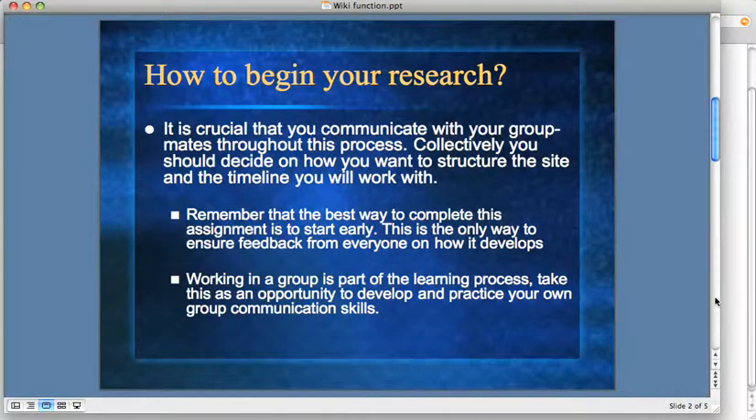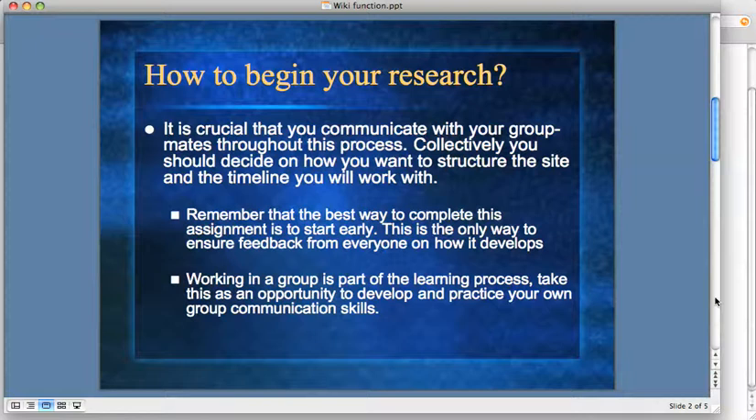Okay, how to begin. I've stressed this before, but I'll keep stressing it, that it's crucial that you communicate with your group mates throughout this process, and that you collectively decide on how you want to structure the site and the timeline you will work with. The best way to complete this is to start early.